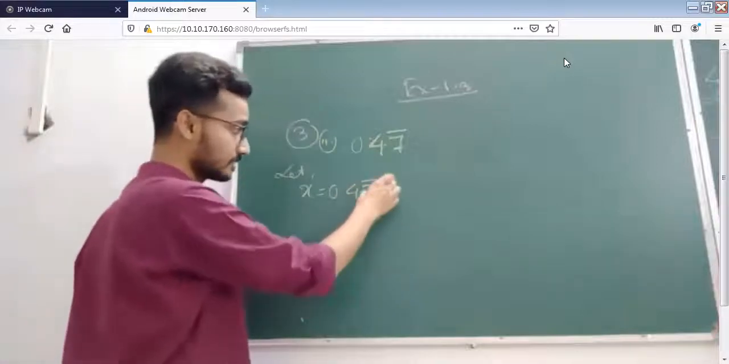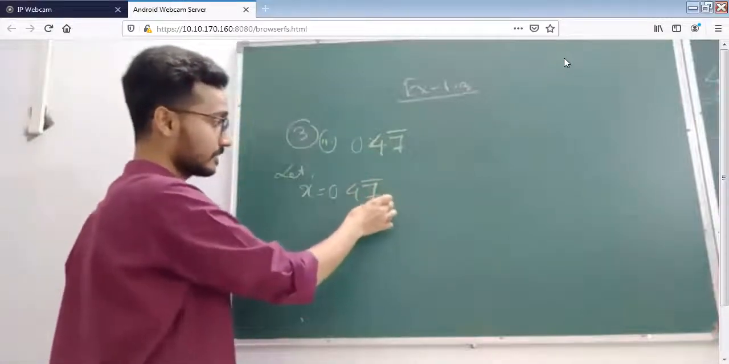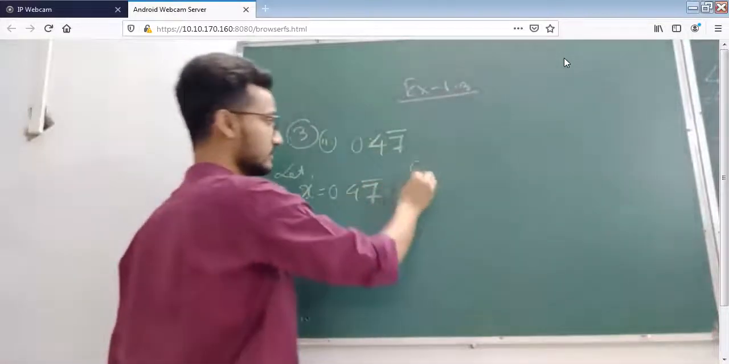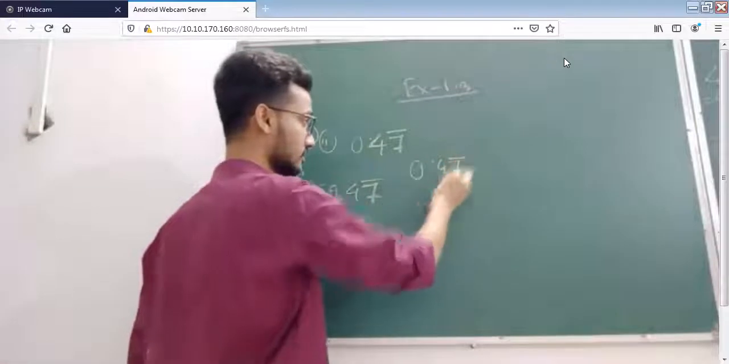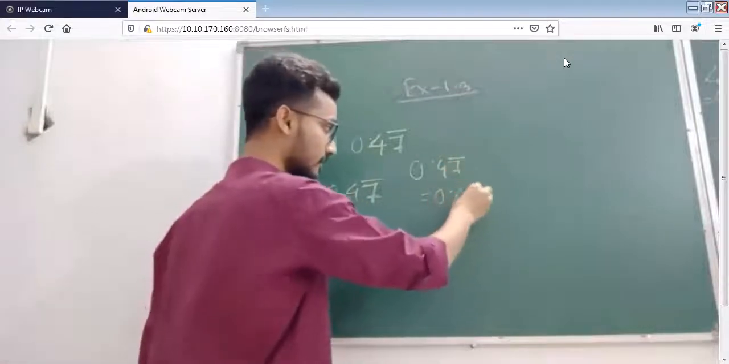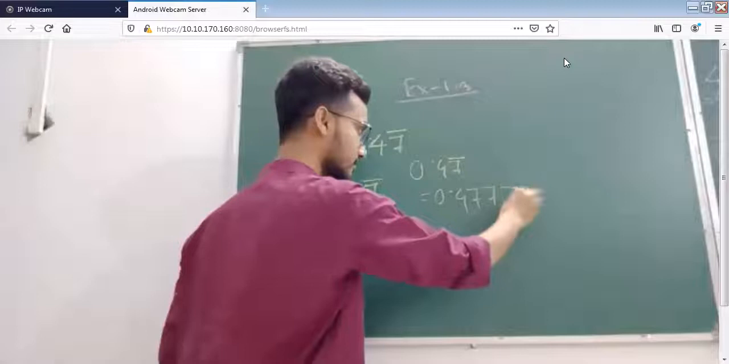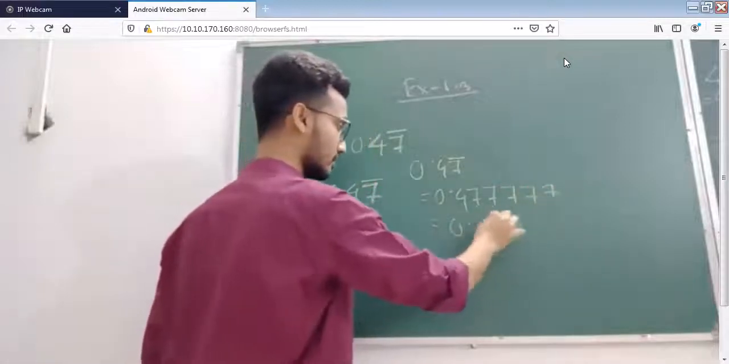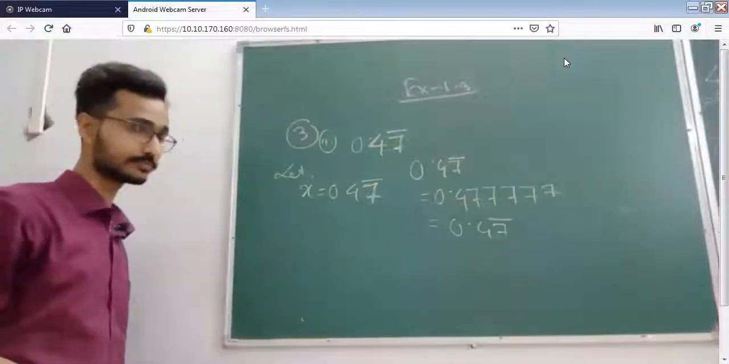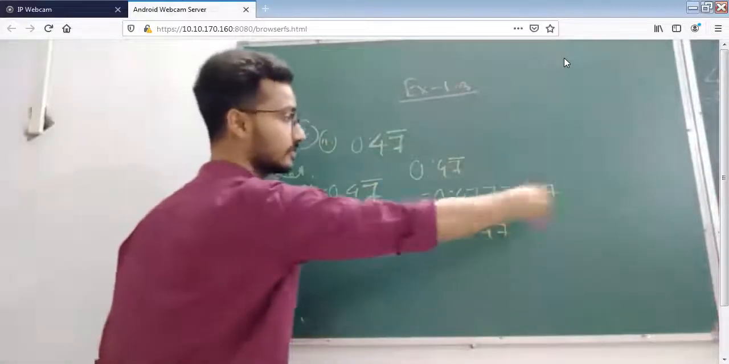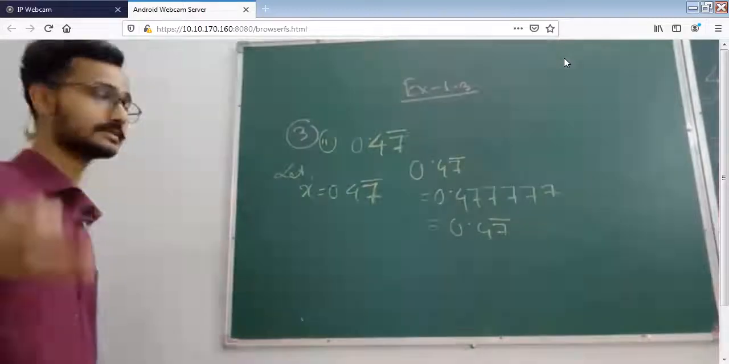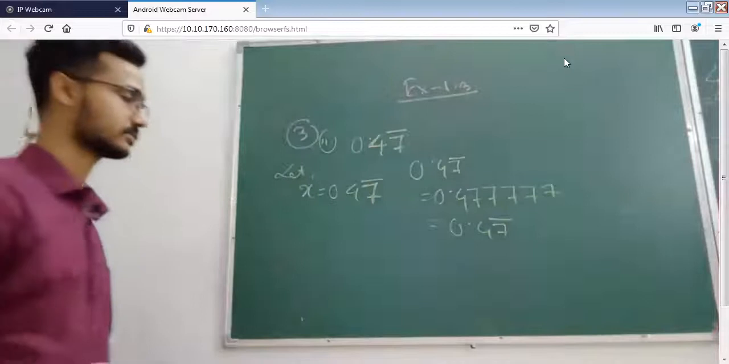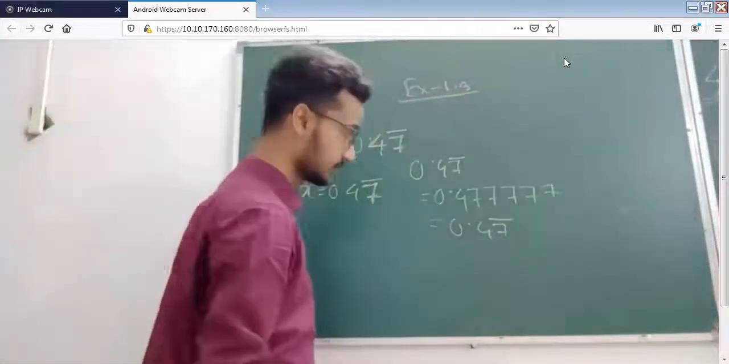Here the bar is present above 1 digit, so multiply by 10. What is the meaning of 0.47 bar? That means 4 is there once, then 7 7 7 7 7 repeats like this. 4 is there, then it will repeat, and the repeating number is 7. This is also a rational number, a non-terminating recurring decimal expansion.